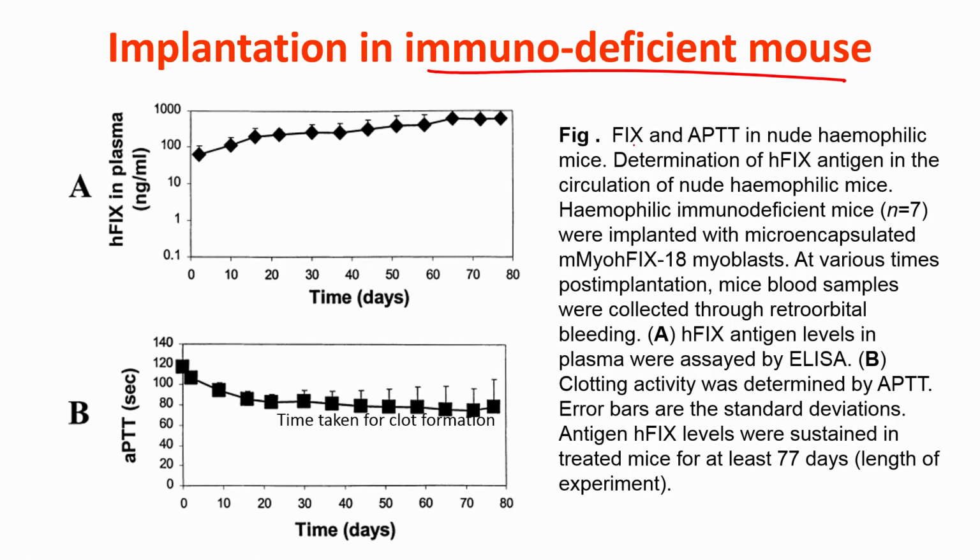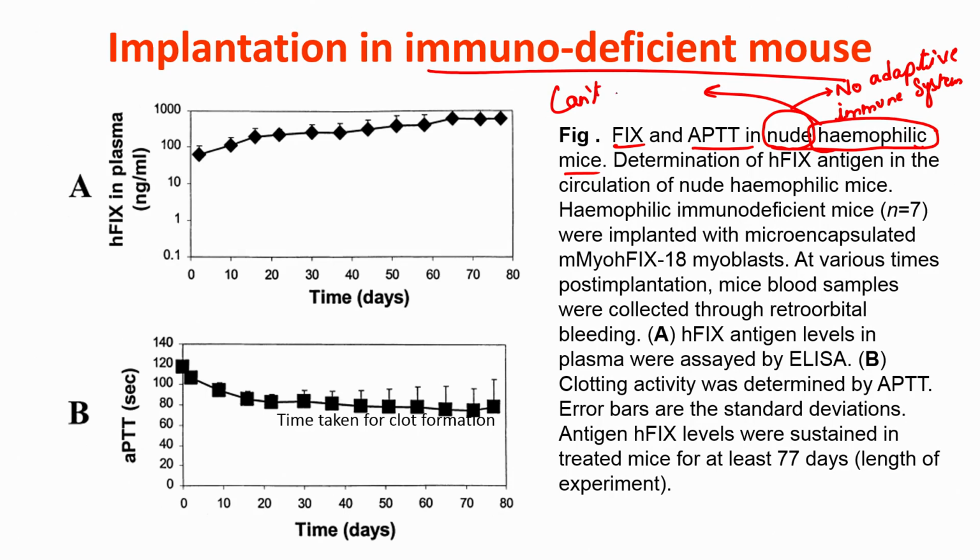basically 2 things that they are measuring. One is the FIX and another is APTT in a nude hemophilic mouse, where nude mouse here means that the immune system is knocked out, no adaptive immune system. And then hemophilic basically means that they can't clot blood.